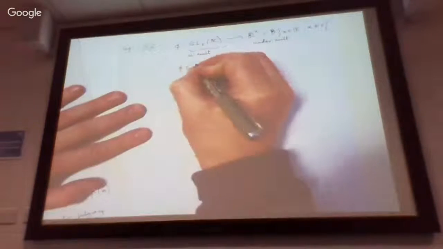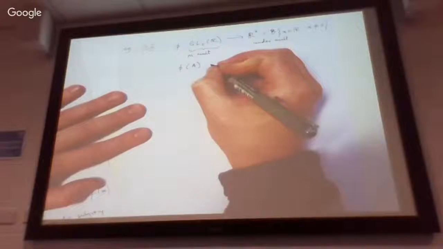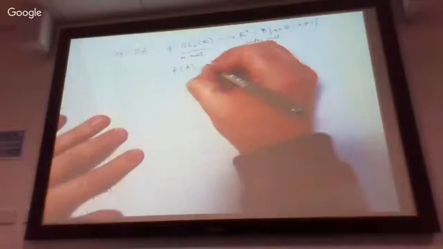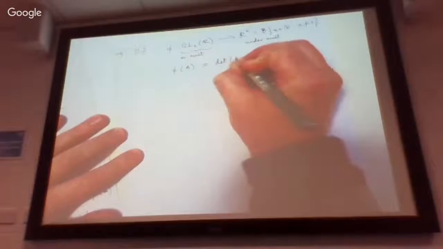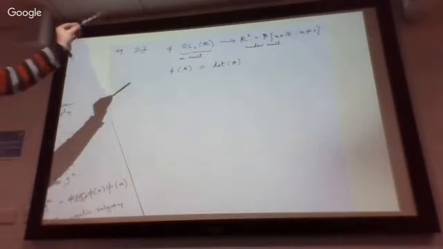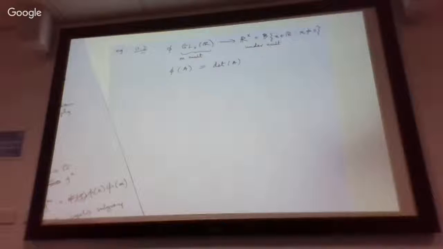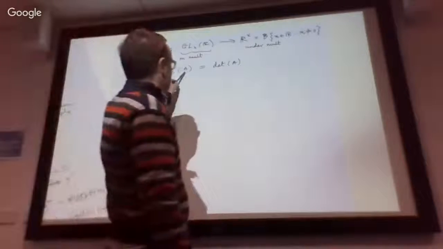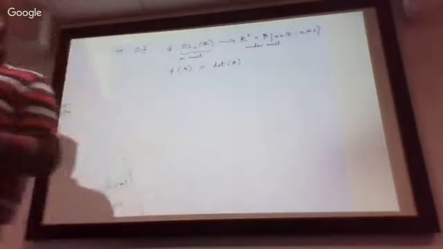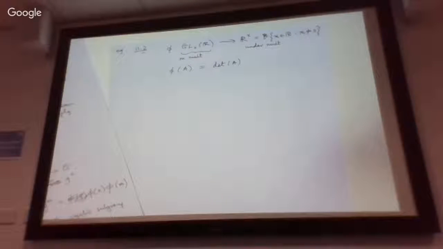And this phi is defined as follows: we map A to the determinant of A. Of course, the general linear group only consists of invertible matrices, so every matrix in GL2(R) does have a non-zero determinant. So the mapping is well defined. We're never trying to map a matrix A to the determinant 0, because A is coming from GL2(R), the group of invertible matrices under matrix multiplication.